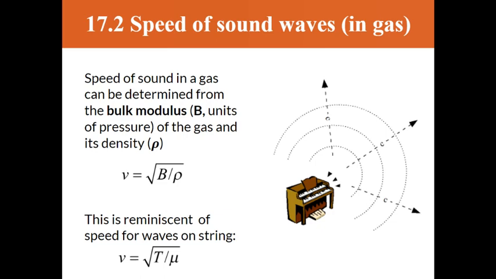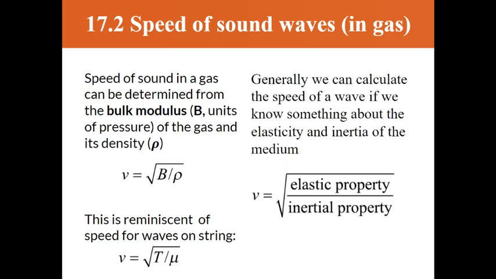And this is a lot like the speed for waves, because you're taking a ratio of the tension over the mass density. You're kind of doing that but in 3D for the gas, where now you're taking that term here, rho, which is the cubic density, for a three-dimensional gas taking up all space. So the general idea for calculating wave speeds is that you're always taking a square root of some elastic property of the medium over an inertial property.